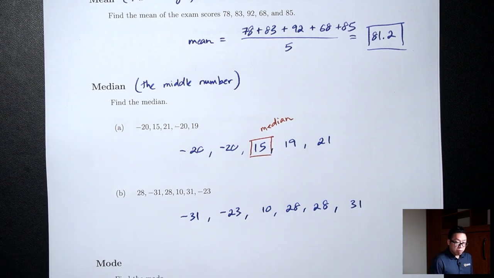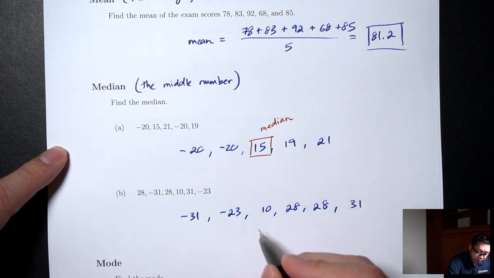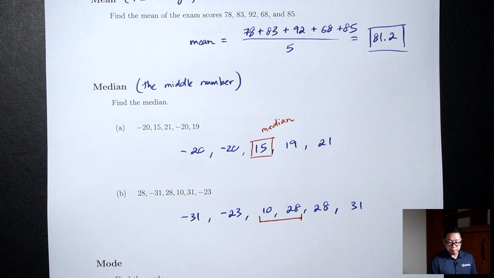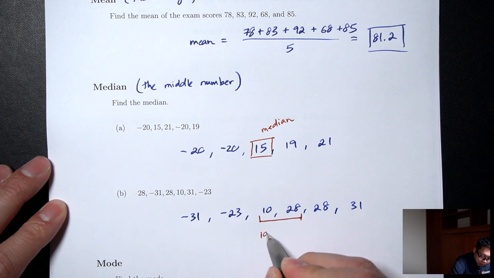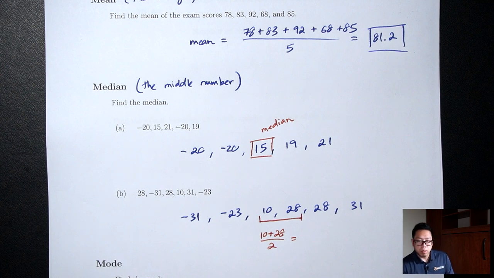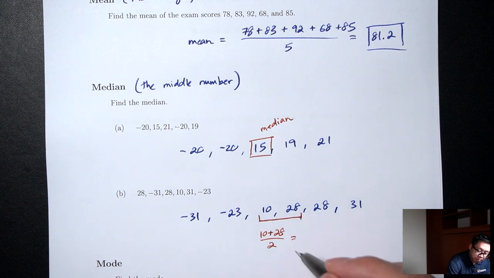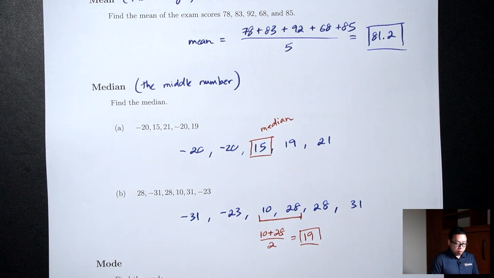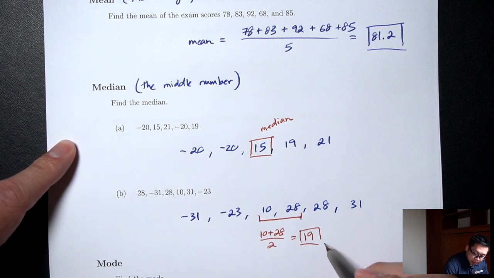When you have an even number of data values, you take the two in the middle. So the two in the middle here are the 10 and 28. And then you're just going to take the average of those two in the middle. So 10 and 28, the average, add them up, divide by 2. So 10 plus 28 up top divided by 2, 19. Okay, if you're using another calculator, you might have to do 10 plus 28 first, get an answer, and then divide by 2. 19 is our median.